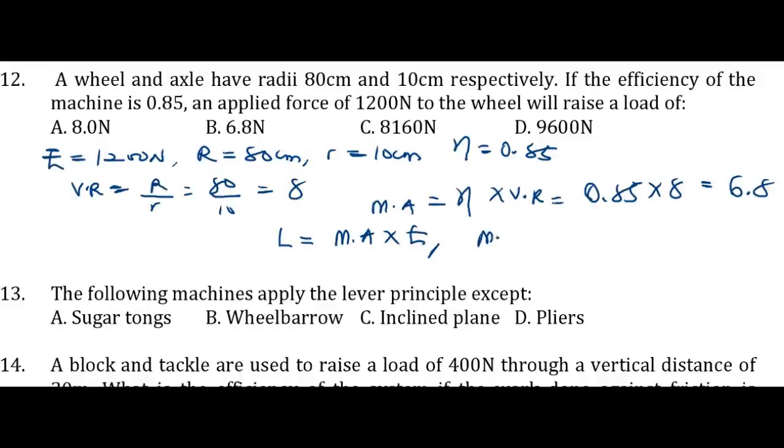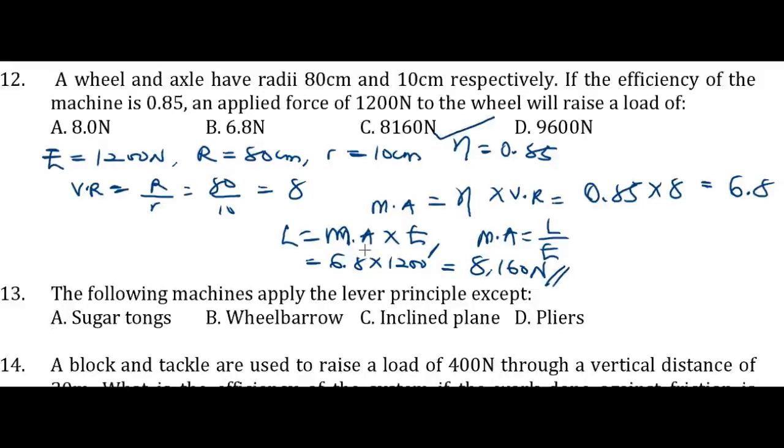Now that I know my mechanical advantage, I can say load equals mechanical advantage times effort. Why? Because mechanical advantage is load over effort. So mechanical advantage here is 6.8, and the effort given to us is 1,200. If you multiply 6.8 by 1,200, that is 8,160 Newton. And that makes option C the correct answer.